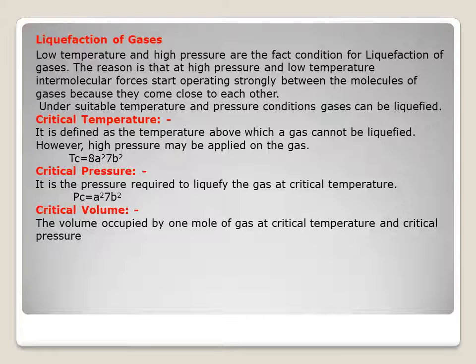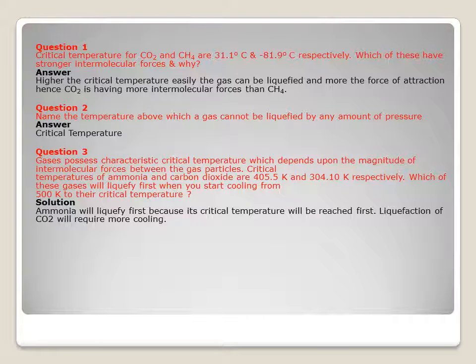Now, critical pressure. It is the pressure required to liquefy the gas at critical temperature. Pc means critical pressure, a over 27b square. Now, critical volume Vc. The volume occupied by 1 mole of gas at critical temperature and critical pressure. Now, here are again a few questions. These questions are solved. Just try to solve these questions and write them down in your notes.